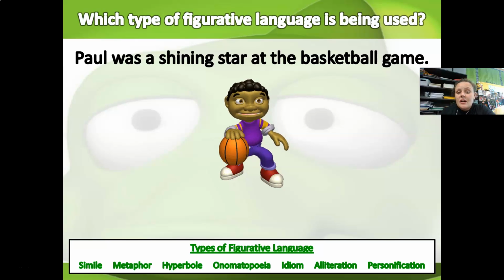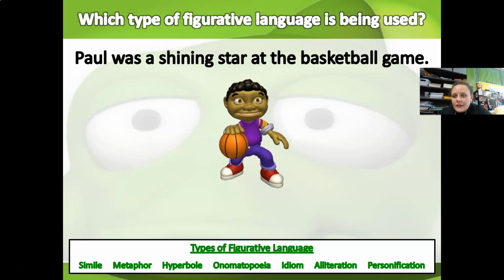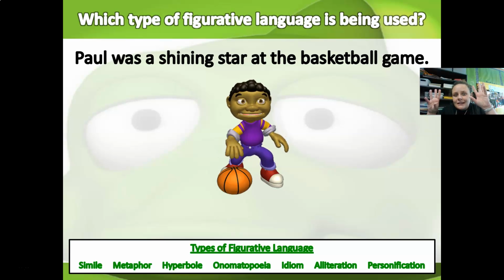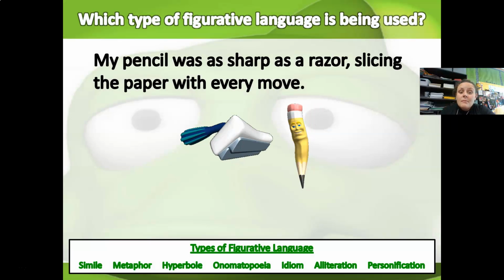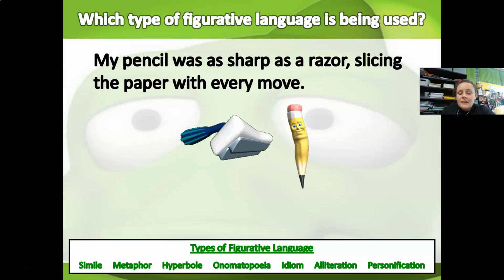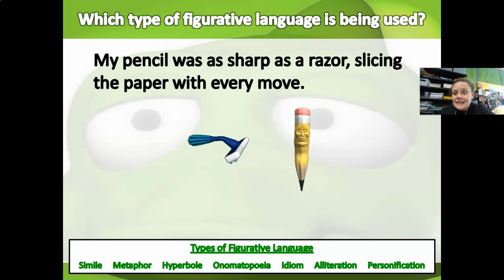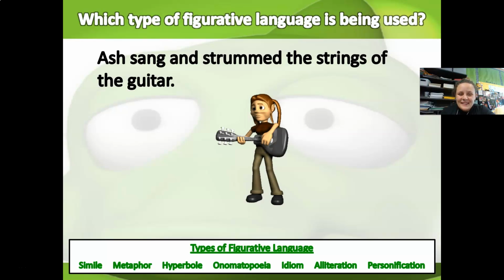Paul was a shining star at the basketball game. Now, can someone really be a star, like a shining star? Are they really shining? Like you see the lights coming off them? No, that's a metaphor, right? It is comparing Paul to a shining star without using like or as. My pencil was as sharp as a razor, slicing the paper with every move. If we use as in a comparison, it's a simile.